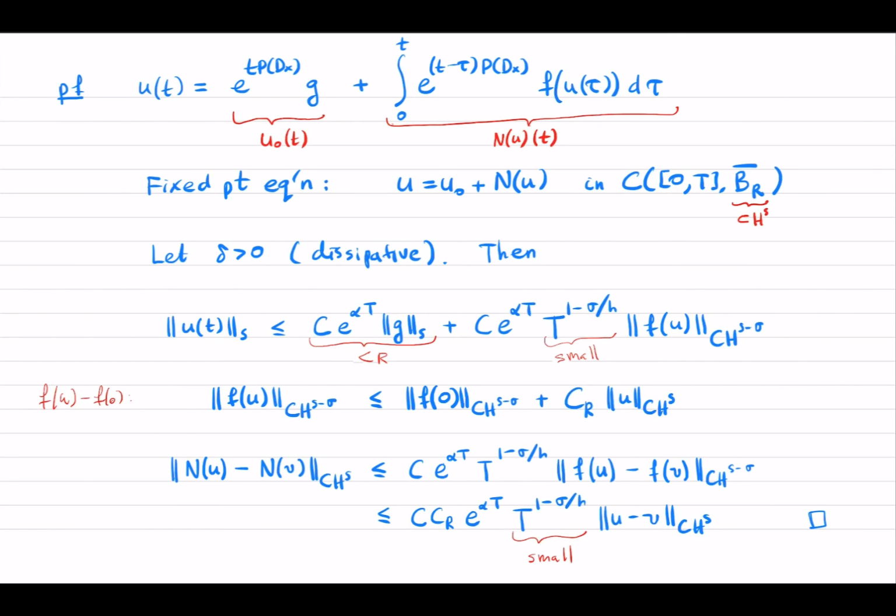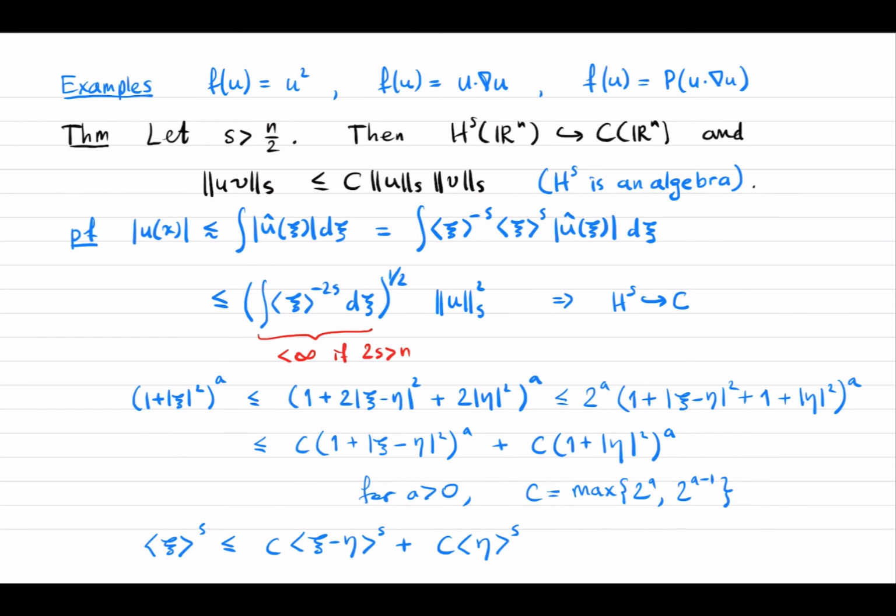So the result is basically that given G, we pick capital R strictly bigger than C times that norm, and then make capital T sufficiently small to make this operator invariant and a contraction in this space. And we're going to have a unique solution in that space. And the rest of the proof is exactly analogous to the proof of the Picard-Lindelöf theorem for ODEs. For the non-dissipative case, it's actually much easier. We're going to have here just T to the power 1 instead of 1 minus sigma over h.